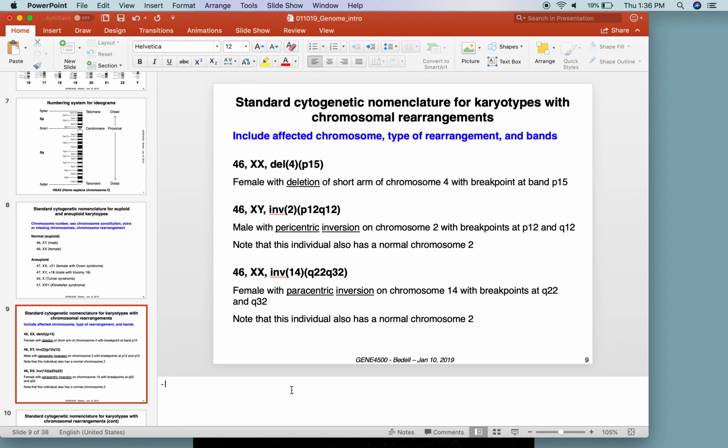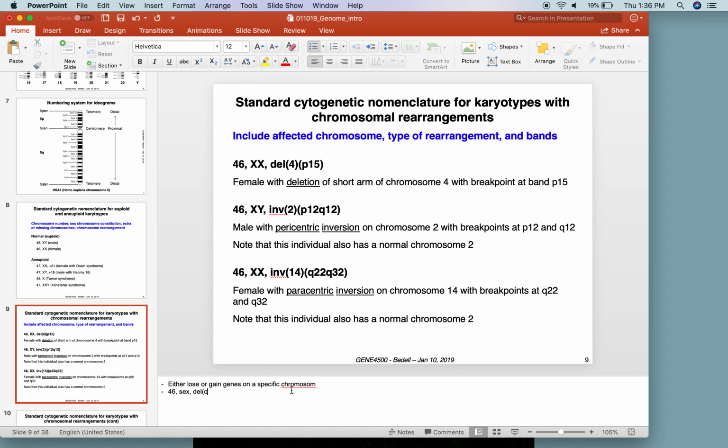You still have the chromosome number. Of course, these are all balanced, so there's no change in the number of chromosomes, but you're either losing or you could gain. It would be the same thing with the duplication. Here you're deleting on chromosome 4, so that's the number after the type of rearrangement. On chromosome 4, the deletion is within P15.